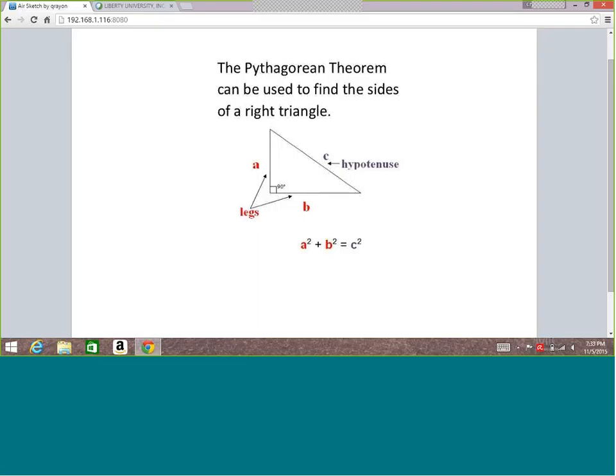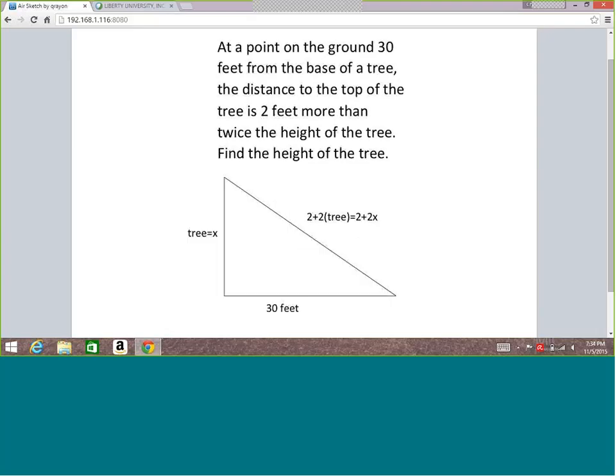Okay? And the Pythagorean theorem says that if you take the legs and square them and add them together, it equals the hypotenuse squared. So what we can do when we're working with right triangles is use this to write an equation to solve. Sometimes we might need to solve for x, or maybe x is one of the sides. But if it's a right triangle, we can use this equation in order to solve for the problem. Okay, so let's take a look at a problem that involves a right triangle.